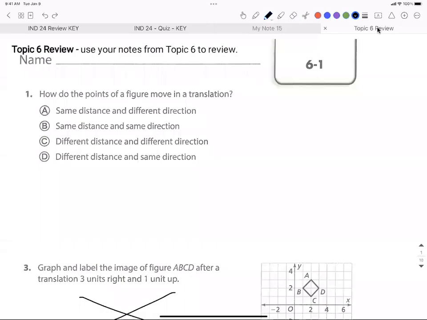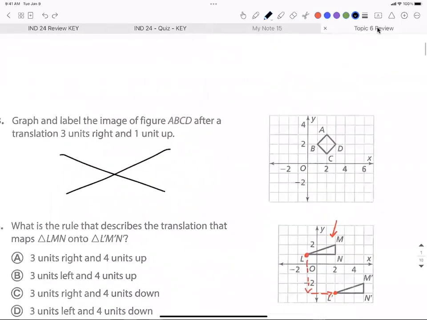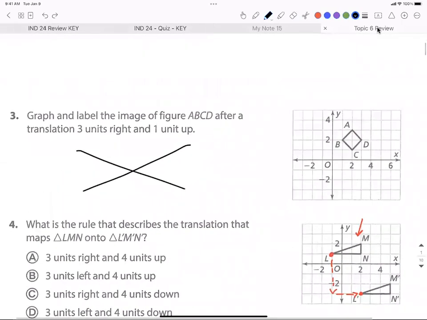All right, so 6-1, this is translations. On number 3, you're not going to have to show any work underneath because it doesn't tell you to list the coordinates. It just tells you to graph it. So go ahead and apply the translation, graph your new graph. Make sure you label it ABCD prime.